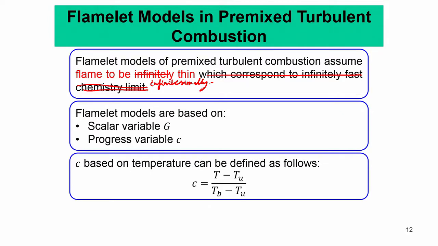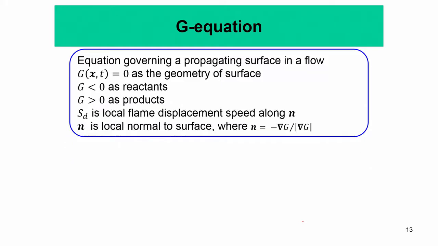Now we will come to this, but c is essentially a non-dimensional temperature difference, and this is T minus Tu divided by Tb minus Tu. As you can see, since T can attain a minimum value of Tu, c is equal to 0 when T is equal to Tu, and it can attain a maximum value of 1, which will happen when T is equal to Tb, okay. So c basically varies between 0 and 1, and this is what we will consider. But before that we go into this G-equation, okay.